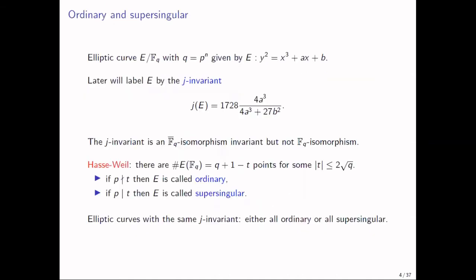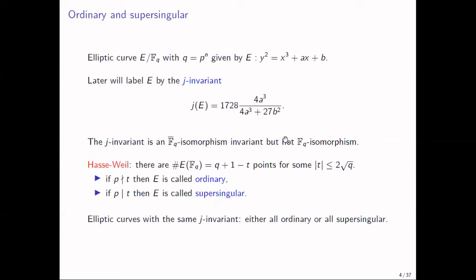Still talking about elliptic curves, I told you that they are algebraic groups and that they're given by this equation. This equation is in general not unique, so we need better ways to distinguish different elliptic curves, and for that we use the j-invariant. The j-invariant is just some number that you compute from the equation of the elliptic curve. And the great thing is that it's an F_q-bar isomorphism invariant. So if you have two elliptic curves that are isomorphic as algebraic groups, then they will have the same j-invariant.